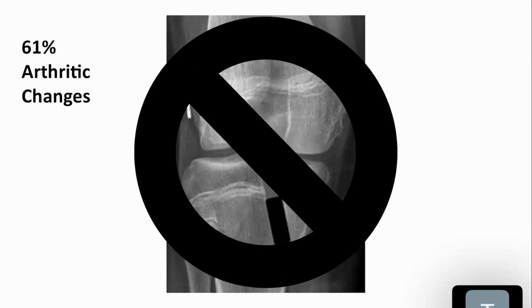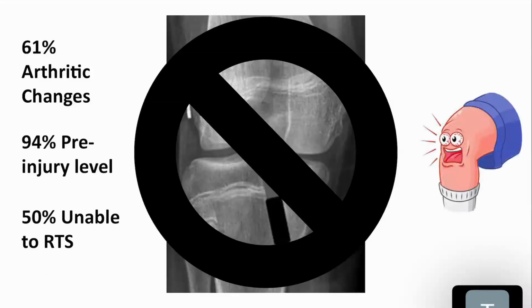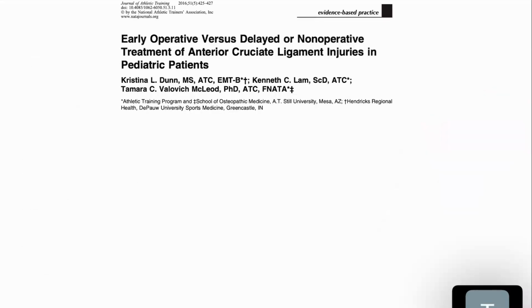So there was one study that found that 61% of knees that were treated non-op developed arthritic changes. 94% were unable to participate at pre-injury level of activity, and 50% were unable to participate at all due to recurrent knee instability. So at this point, most people, if they have a young patient, skeletally mature, with an ACL tear, unless there are other factors as to why they may not be a good candidate for surgery, most of these patients are now receiving ACL treatment.